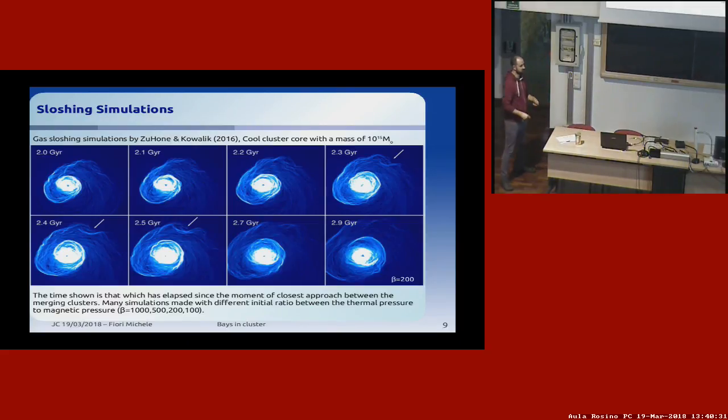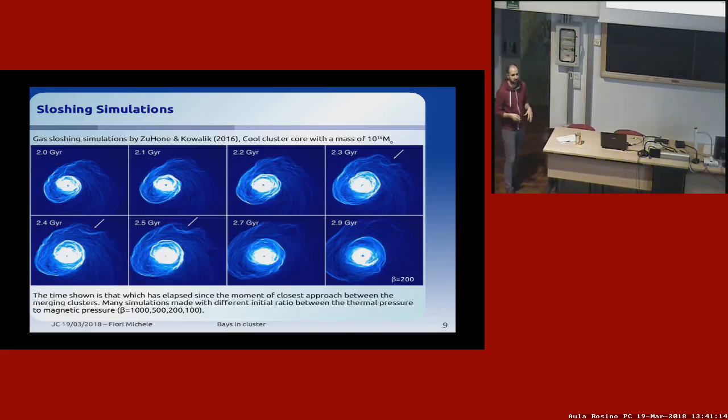So, in order to study the possibility of formation of this bay due to Kelvin-Helmholtz instability, they made some simulations of gas that is sloshing after a merger, as we can see here. After 2.3 gigayears, we see a concave structure that is forming and is stable until 2.5 gigayears. This is really similar to what is seen in the Perseus cluster.